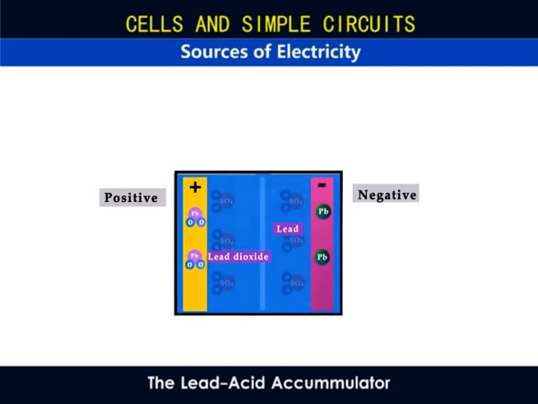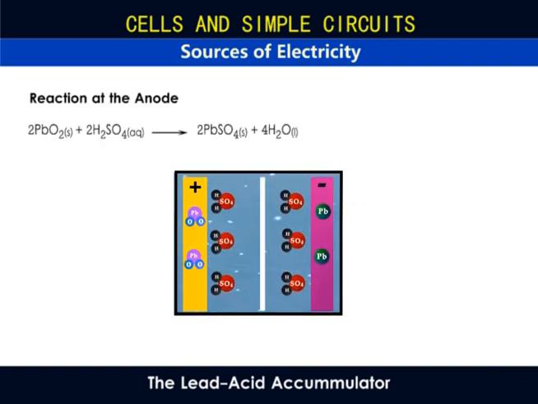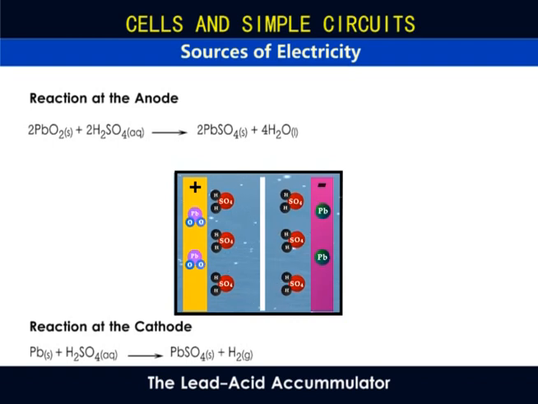At the positive plate, sulfate ions react with lead to form lead-2 sulfate, while the hydrogen ions react with the oxygen in the lead-4 oxide to form water. At the cathode, lead reacts with sulfuric acid to form lead-2 sulfate and hydrogen gas. During these processes, electrons are amassed at the negative plate, while positive charges develop at the anode because of the deficiency of electrons. This generates an electromotive force between the anode and the cathode.